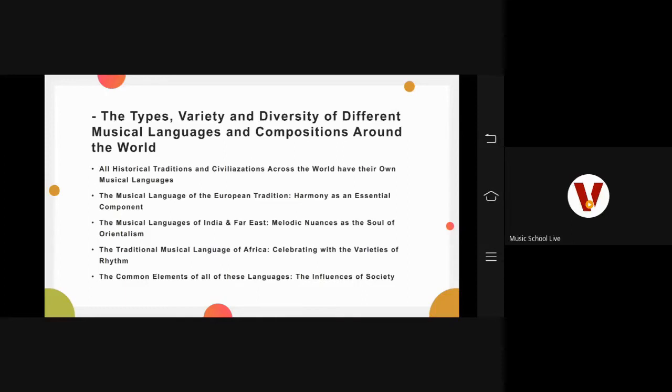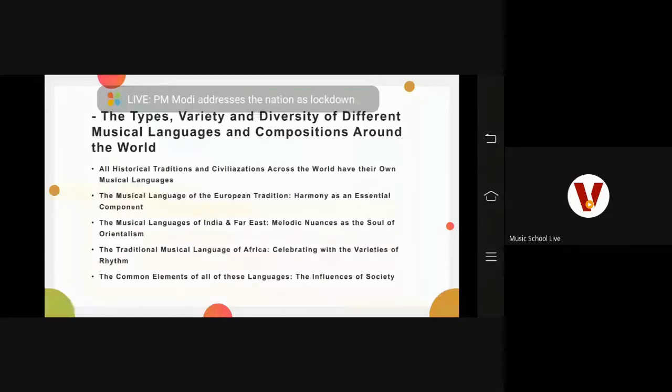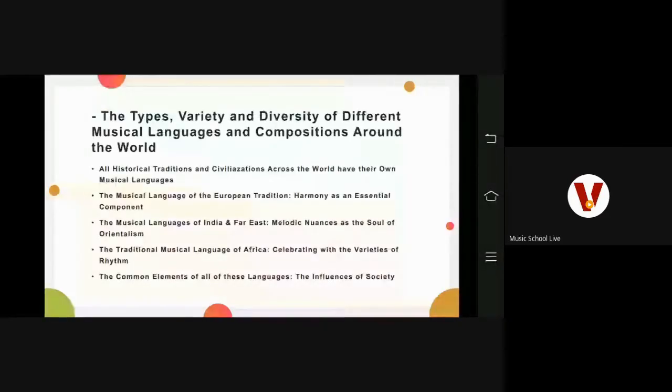The same thing is that the influences of society are the prime reason, the main identity-determining factors, in all these languages. That is a common thing.